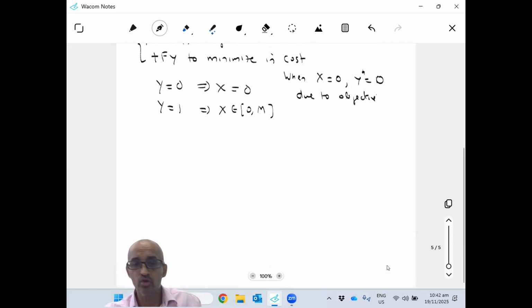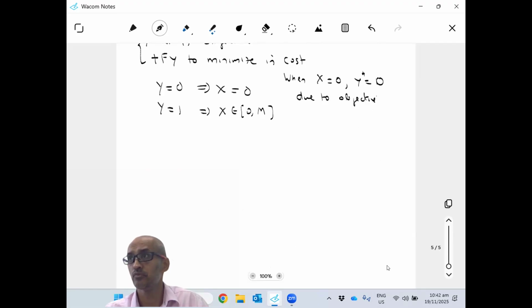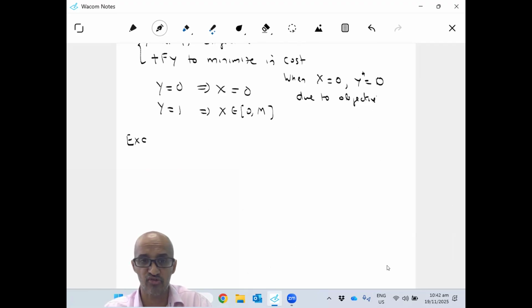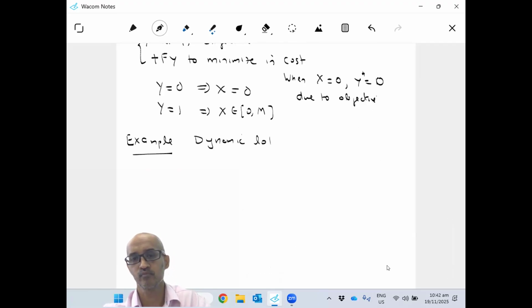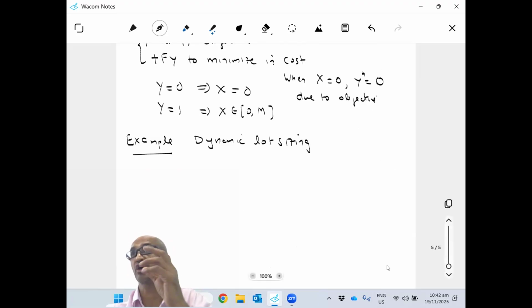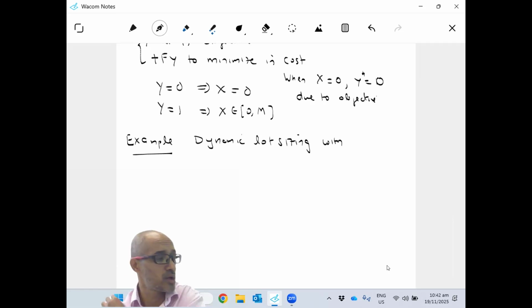Okay, is that clear? So you have to check the logic when you're formulating IPs. An example of where you can use this is dynamic lot sizing, which we have seen. What I showed you of dynamic lot sizing was without capacity constraints. But if you have capacity constraints, you can write it as an IP.